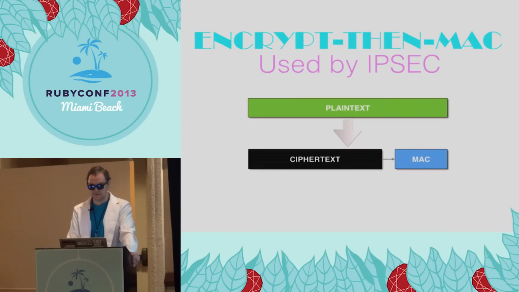Another way to do it is called encrypt then MAC. This is used by the IPsec protocol. So we have plain text. What we're going to do is encrypt it first, and then we're going to calculate the MAC of the ciphertext.